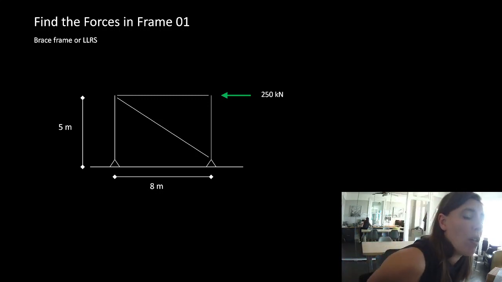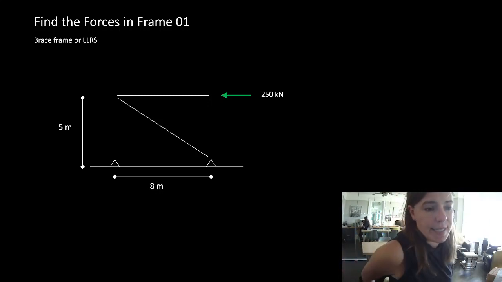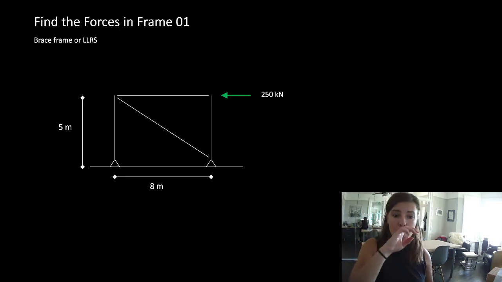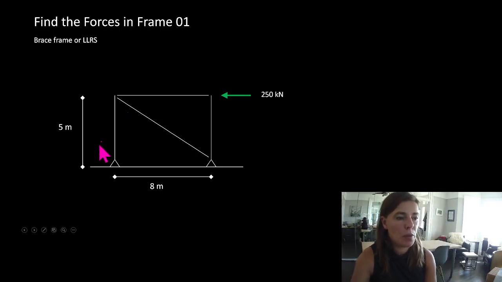So this is called a lateral load resisting system, and this would go in the wall of our building. This particular one is a braced frame lateral load resisting system. We're pushing on it at this corner with 250 kilonewtons. We have this system supported right here. They're 8 meters apart and 5 meters tall. We can solve for the reactions.